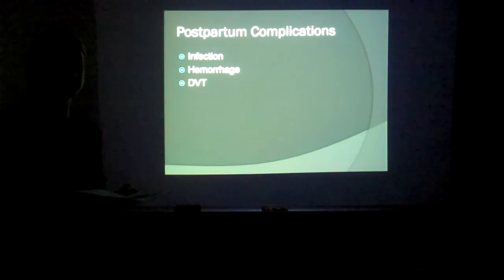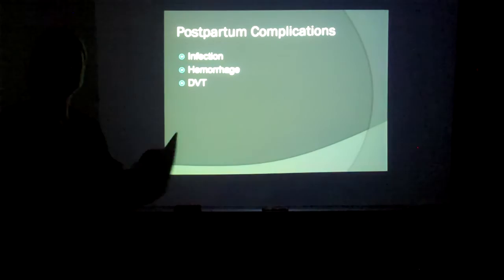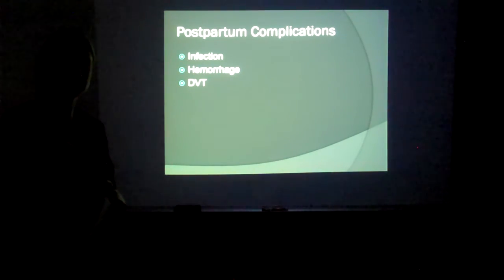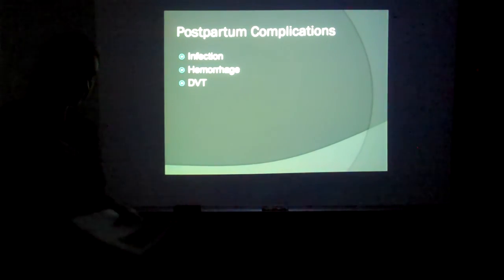If she can't pee, then get an order to straight cath her, empty that bladder. Because if that bladder's in the way, that uterus cannot contract down, so she's going to bleed more. So make sure her bladder's empty.